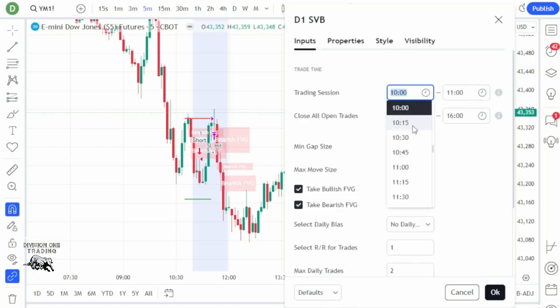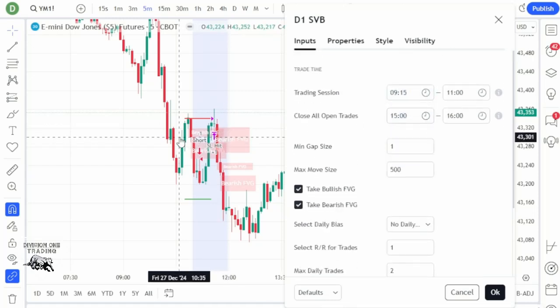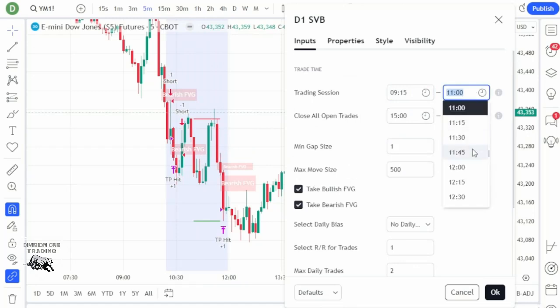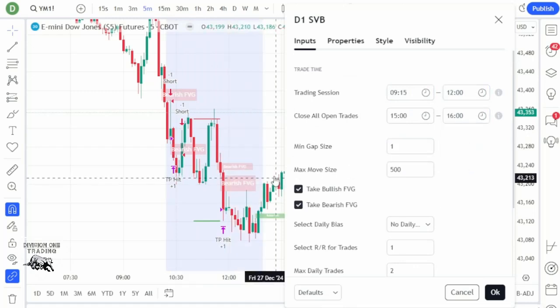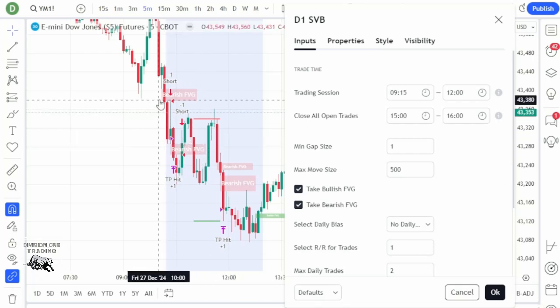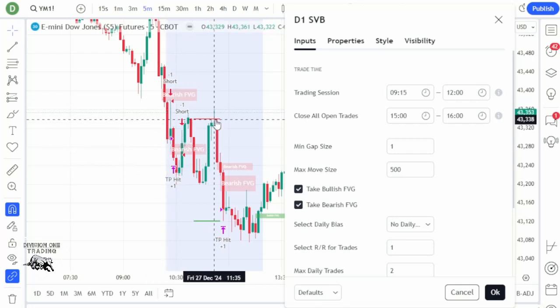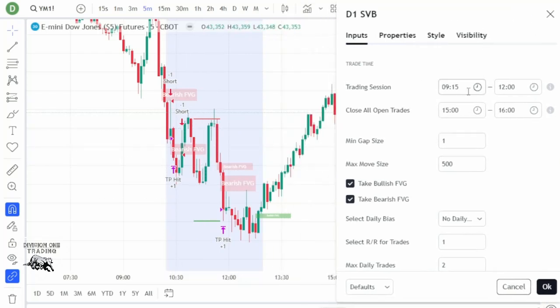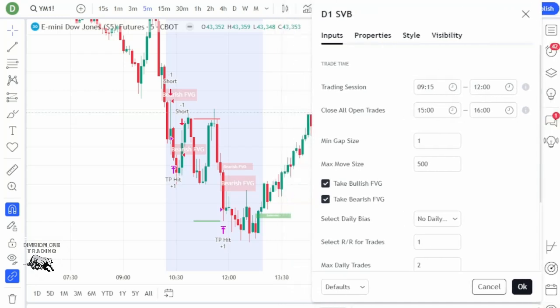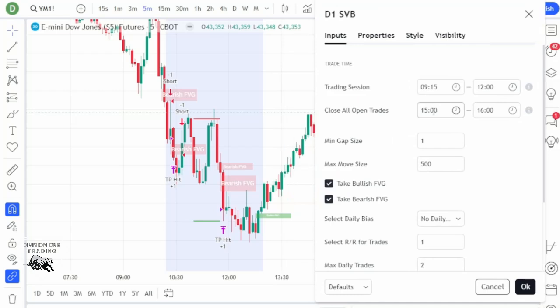The trading session moves the time around. So if you want to start trading earlier or maybe a little bit later, you can start moving those times around and it starts shopping for those trades in different areas. And you can see it mapping it out here. Again, closing all the open trades is kind of like an immediate shut off. So whenever that time hits, everything automatically closes no matter what's going on. So I always recommend leaving that later in the day just because it could cause you some trouble.